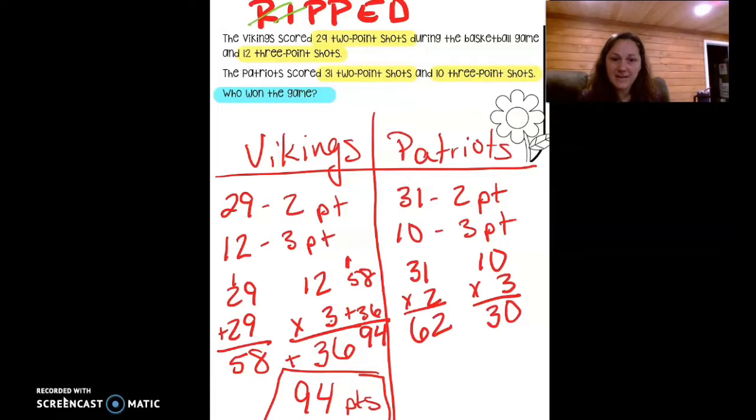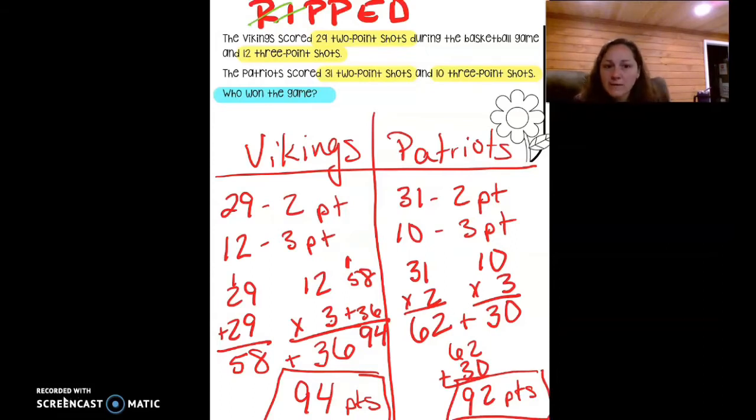All right, now, just like I did for the Vikings, I need to put them together. So 62 plus 30. And again, I don't really like to have them horizontally. I like to line them up so I can see how wonderful they are. So I'm going to go 62 plus 30. Let's see, 2 plus 0 is 2, and 6 plus 3 is 9. So I've got 92 points.